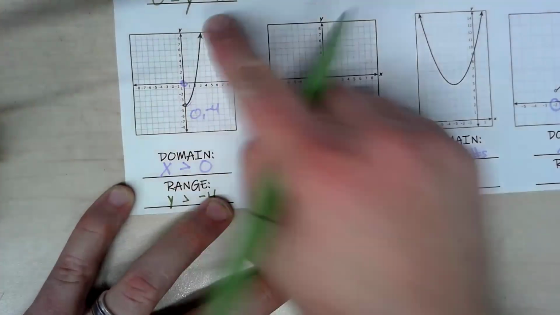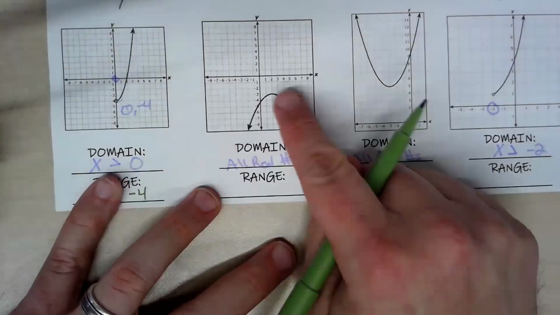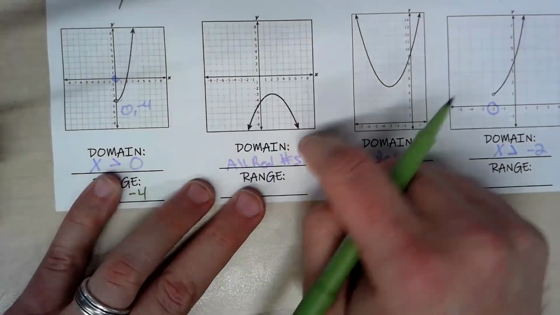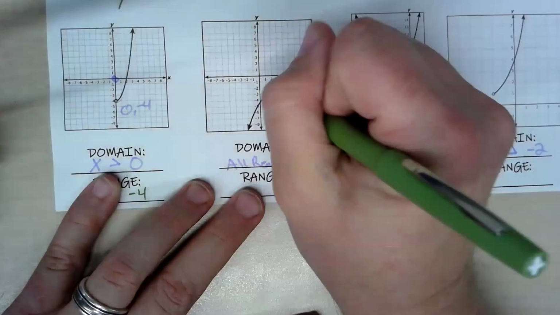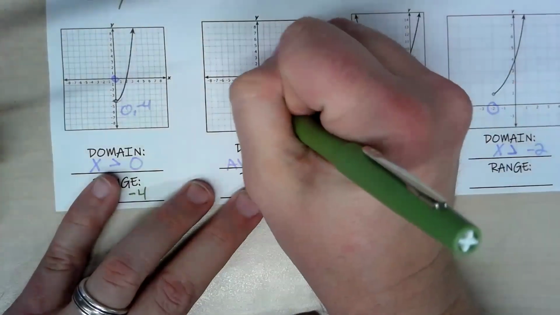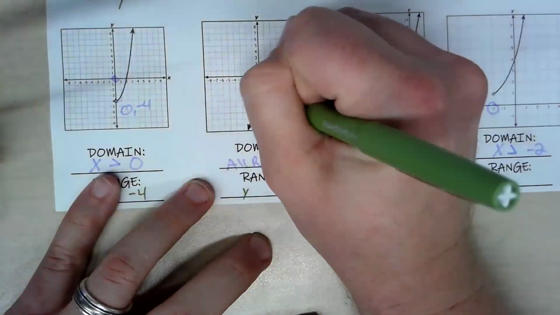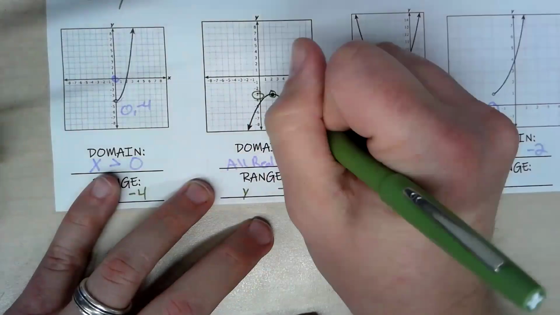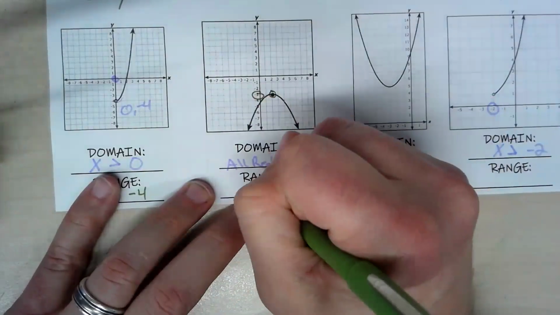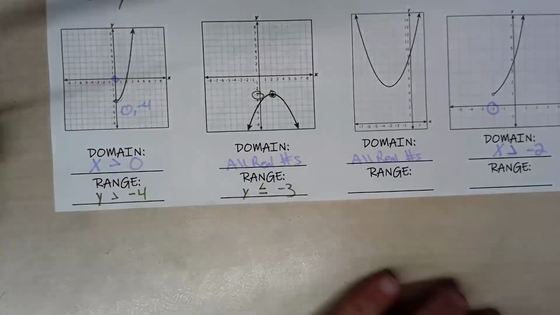So here, my domain is all real numbers. It's going forever left and forever right. And it's going forever down, but it has a maximum value. It never goes above this Y number, which is -3, because that's where our vertex is. So -3 is my greatest Y value. If it's pointing down, that means all my other Y values are less than or equal to -3.